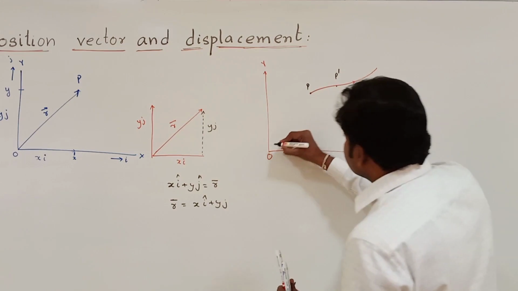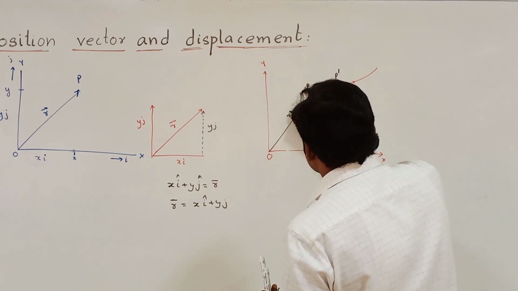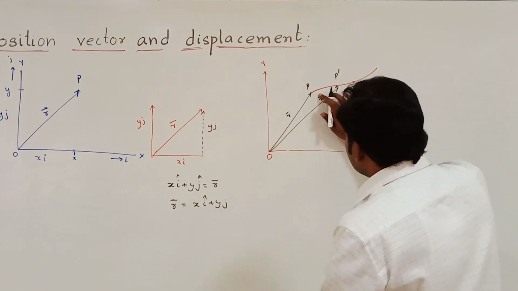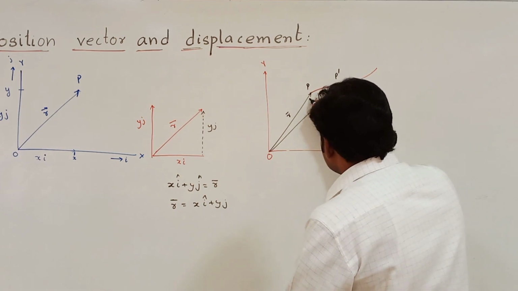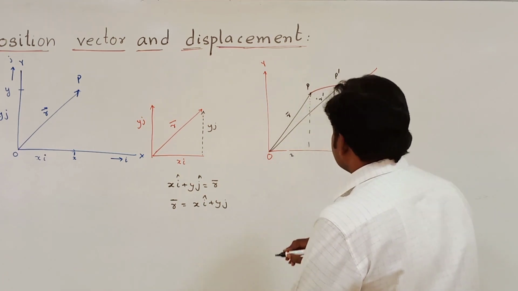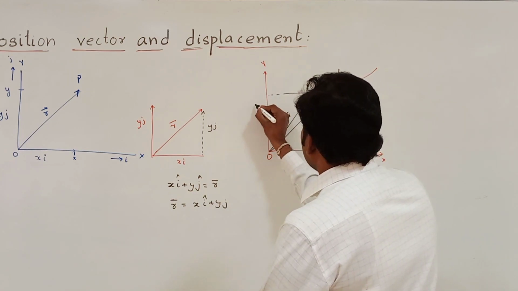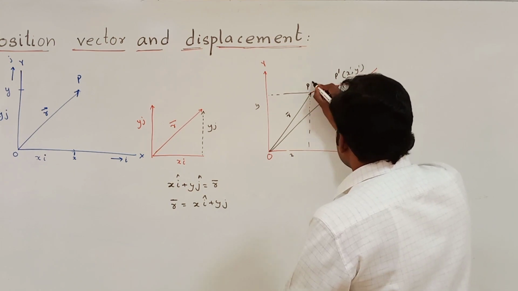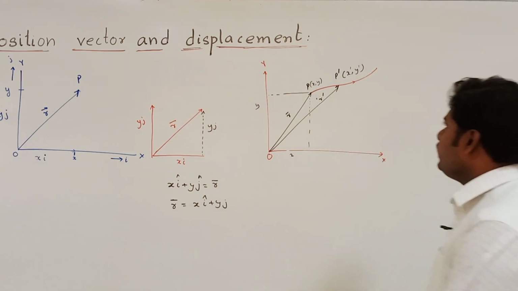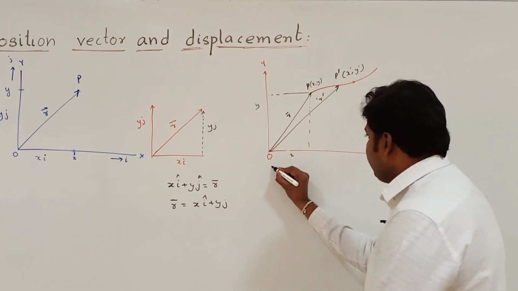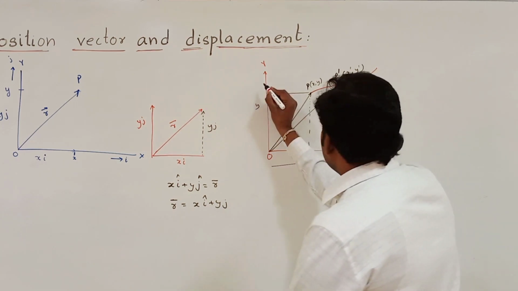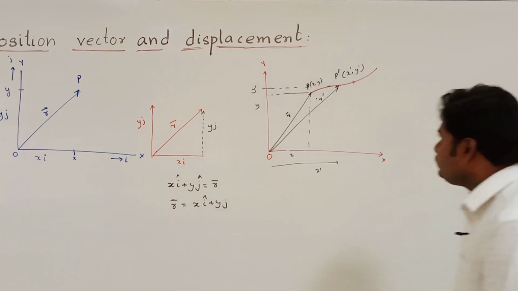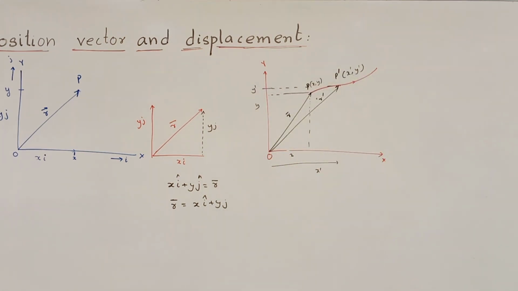This is called the first, initial vector R. This is called R dash. So up to this point I can write the x coordinate and the y coordinate, whereas the P dash location I will write as x dash comma y dash. The coordinates of P are x comma y. So this is x dash and this is y dash.